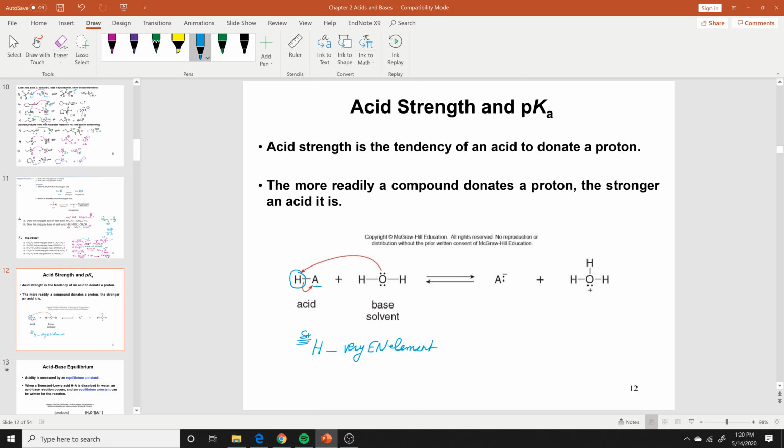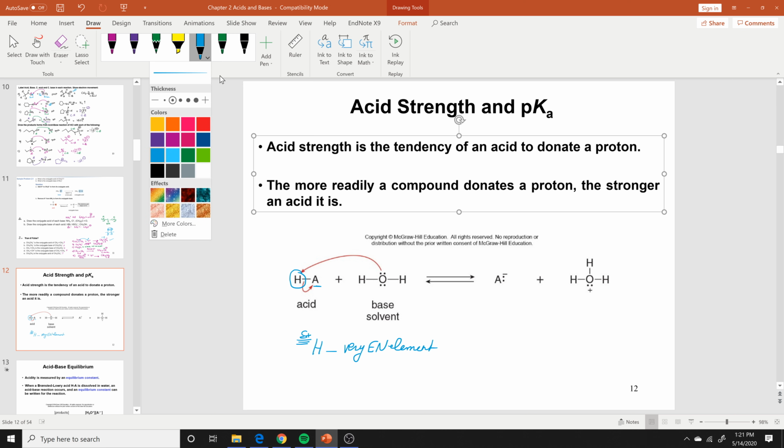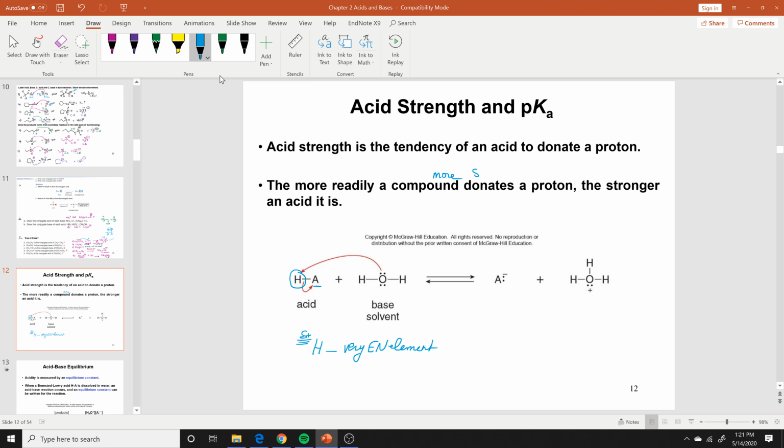So the idea is the same as we said. The more partial positive the hydrogen is, the more acidic is the hydrogen. It's the same definition as saying, the more readily a compound donates a proton. So the more readily the compound donates a proton, the more partial positive the hydrogen is. So the more partial positive the hydrogen is, the stronger is the acid.